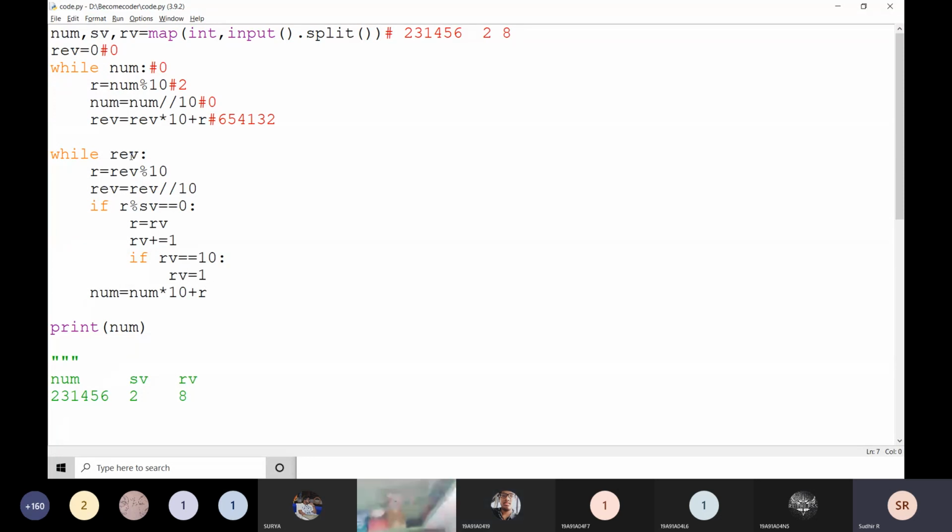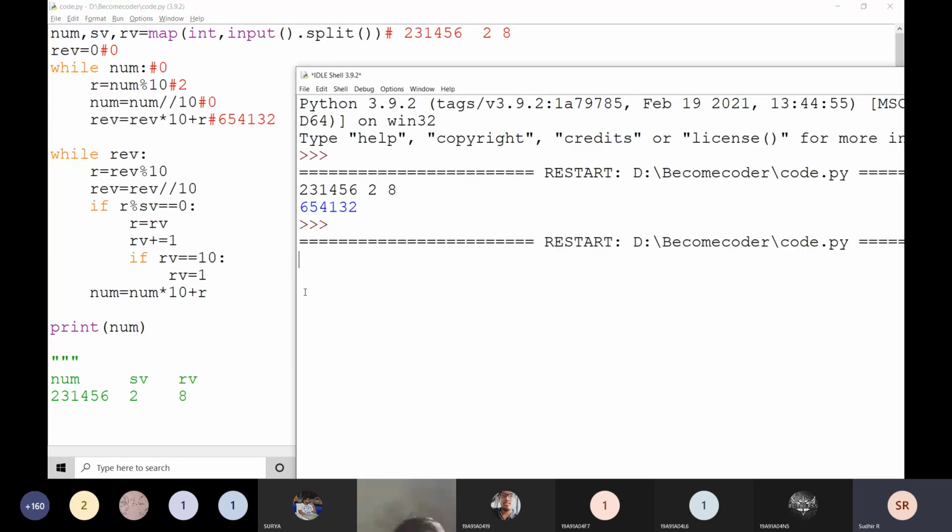Okay, that, for example, 231450, right? 450, then it is going to be 2 and 8. Then it is not taking as 0 like that, right? Yes sir. Okay, try something different, sir.